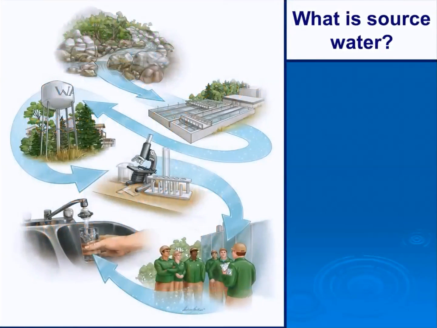Source water is the untreated water in lakes and rivers and in underground aquifers that people use for drinking water. Source water protection means protecting our sources of drinking water from contamination and overuse. Clean water is often considered an environmental issue, but it is also a public health and economic priority because people, businesses, and communities need clean water to survive.